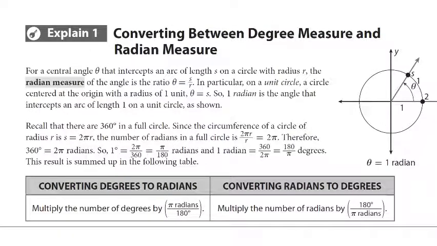All right, so we skipped the last two questions under the Explore, and now we're on to Explain 1. So now we're actually introducing the word radian, and we're saying that for any central angle theta, the ratio theta equals S over R. So now when we're talking about the unit circle, remember that's going to have a radius of 1. So radian is going to be a word you're going to hear a lot.